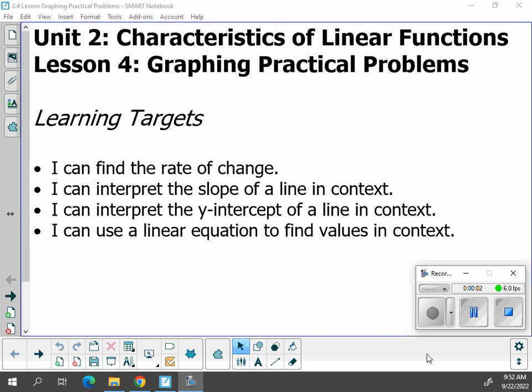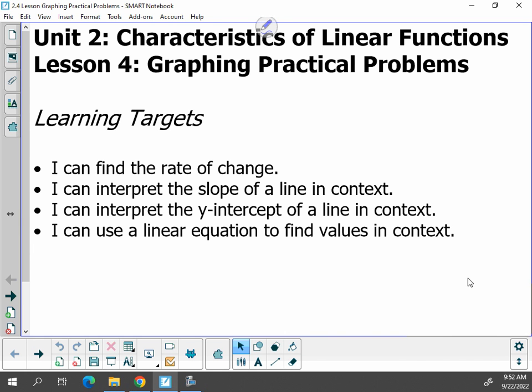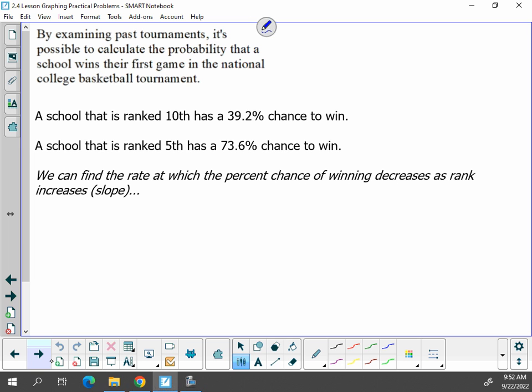Hey, all, today we are going to apply and use what we know about graphs of lines and graphing lines, and use them to solve some practical problems or use them in real life scenarios. So I want you to pause here, take a second and read this problem, and then we'll discuss how we can answer it.